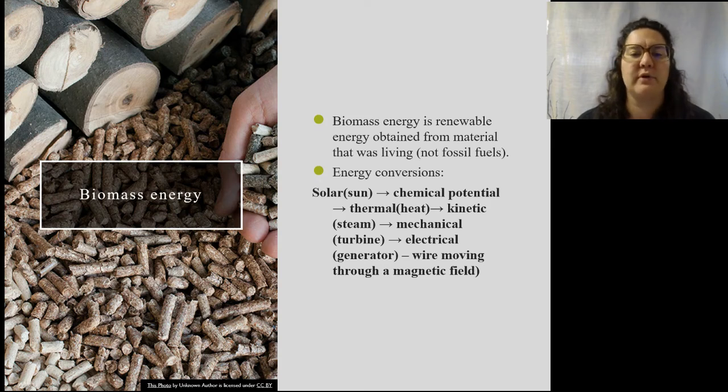Then because we're burning it, we're creating thermal energy, followed by kinetic energy of the steam of the water that we heated up, mechanical energy of a spinning turbine to a spinning generator, which is going to create electrical energy, and then we're going to send that energy, electricity, through a wire.